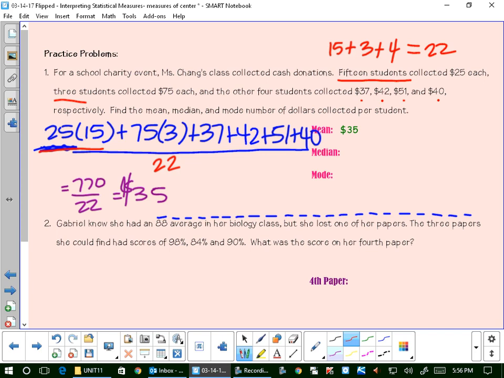$25. We're starting here: 1, 2, 3, 4, 5, 6, 7, 8, 9, 10, 11, 12, 13, 14, 15. These 15 people all collected $25 each. Well, guess what? Half of 22 is 11, so the median is probably around there somewhere. Is the median going to be in this section of 25? It is, right? Because there's a lot of people who collected $25. So that is your median. And since $25 occurred 15 times, that's also going to be your mode. Okay?